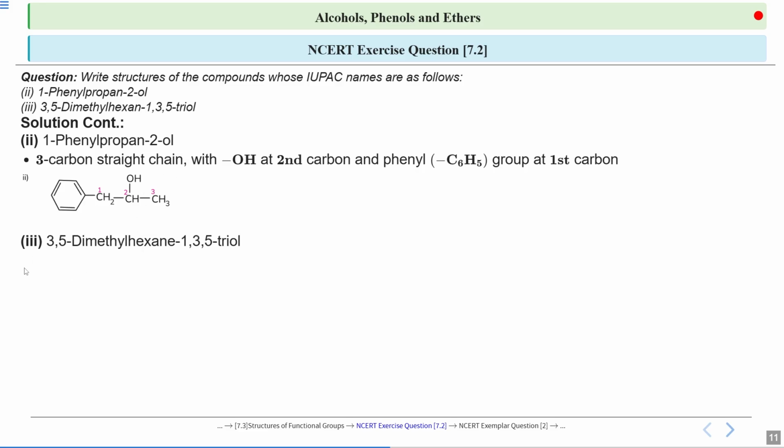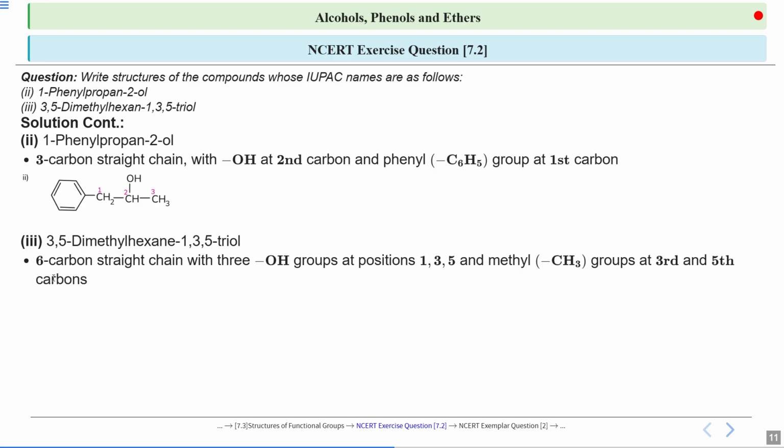Now, for the third compound, 3,5-dimethyl hexane-1,3,5-triol, we have dimethyl hexane. Hex means 6 carbon. So we have a 6-carbon straight chain with 3 hydroxyl groups, because we have 1,3,5-triol. So the OH group, alcohol group, is attached at the first carbon, third carbon and fifth carbon, and the methyl group is again 2 in number and attached at the third and the fifth carbon respectively.